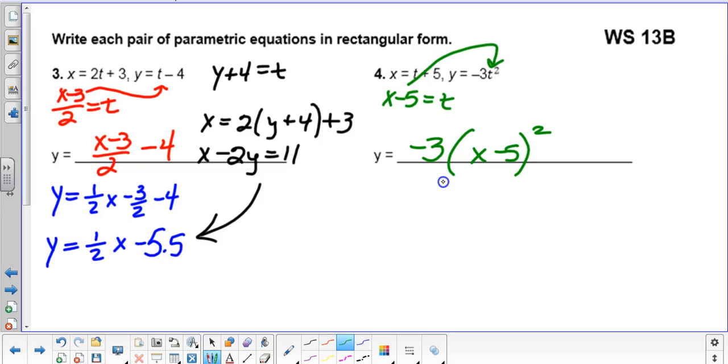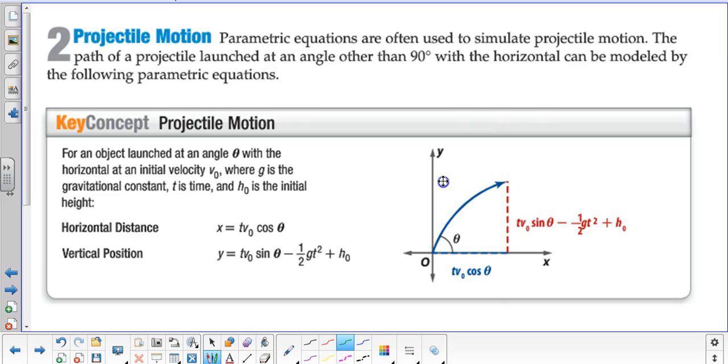You foiled it all out? Is that what you said? Yeah. Yep, you absolutely could. Doesn't sound fun to me, but yes, you could. No, you're good. As long as you've gotten rid of the t, I'll be all right.